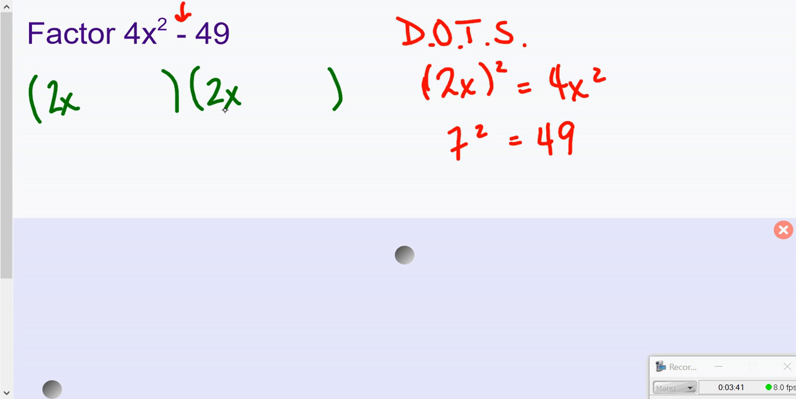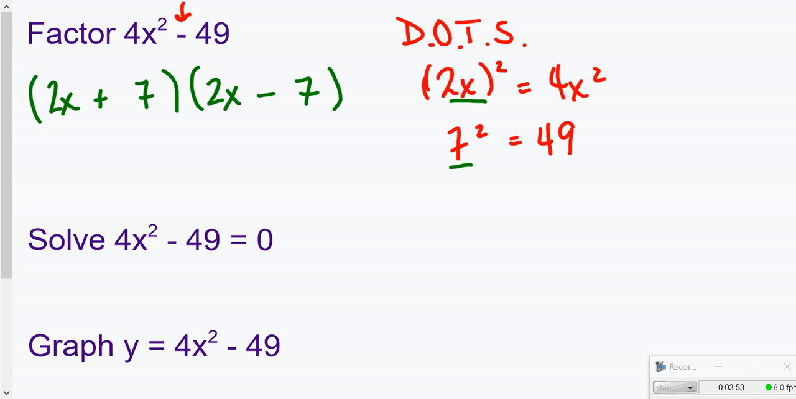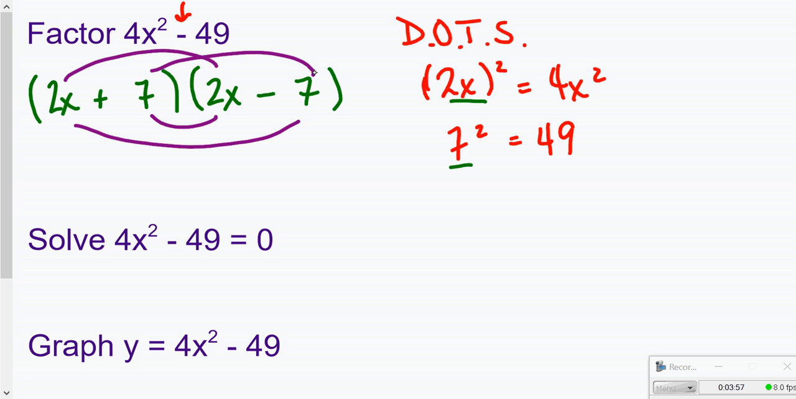Each of these is 2x, and each of these is 7. Those were the things that are being squared. Then you have one plus and one minus because you don't want to pick up a third term. Now, to check that, I easily could just do my distributing and make sure that I get this. These are the easiest questions to check. Maybe hard to do, but easy to check.